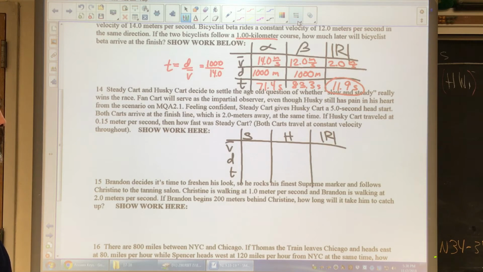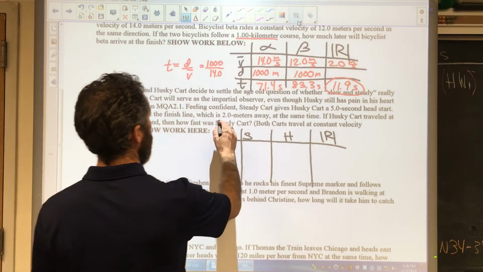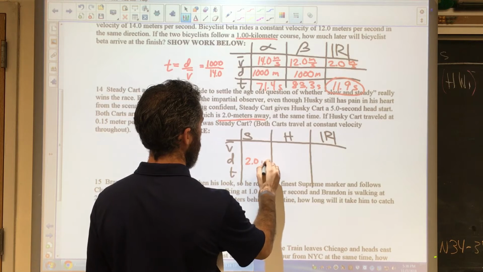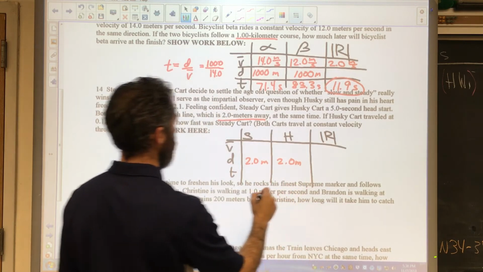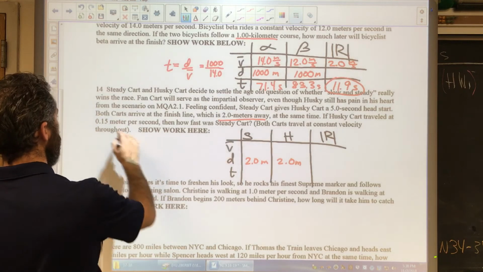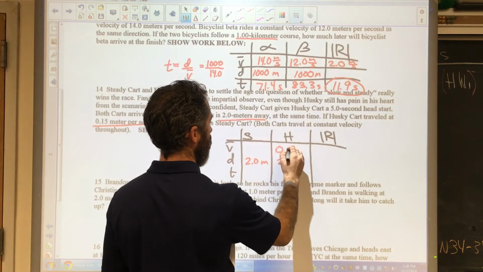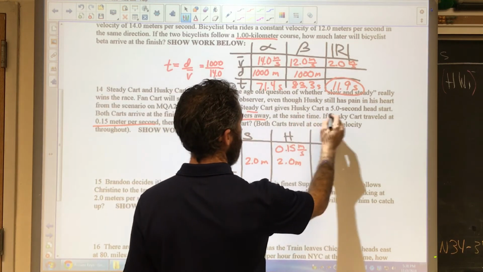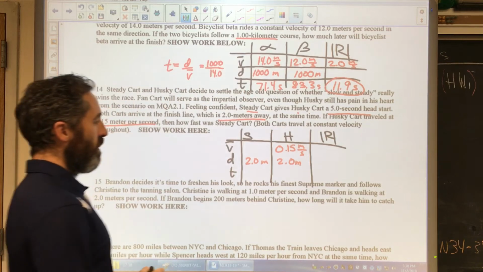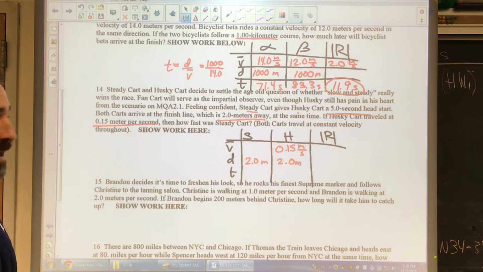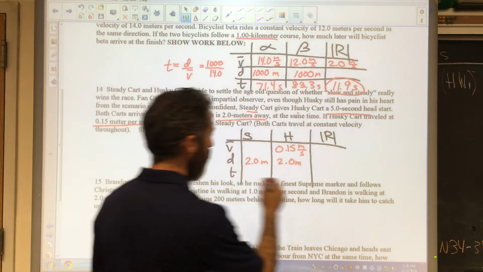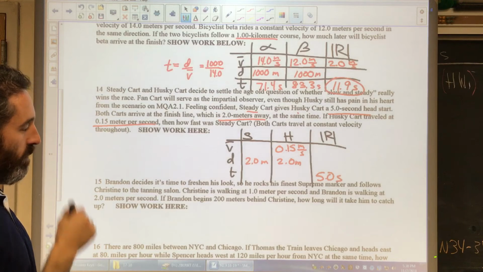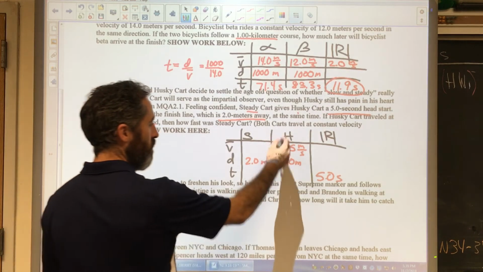All right. So they both arrive at the finish line, which is 2 meters away, at the same time. So they each traveled 2 meters. Now, Husky traveled at 0.15 meters per second. And they also say that Steady gave Husky a 5-second head start. That means Husky is driving for 5 more seconds than Steady. That by itself, that's a relative time there. That doesn't tell you about their individual times yet. So can we figure anything out? Well, sure we can. Check it out, 2 out of 3.